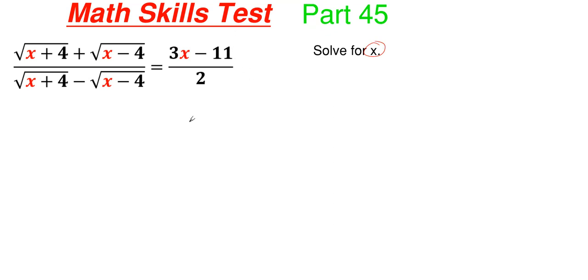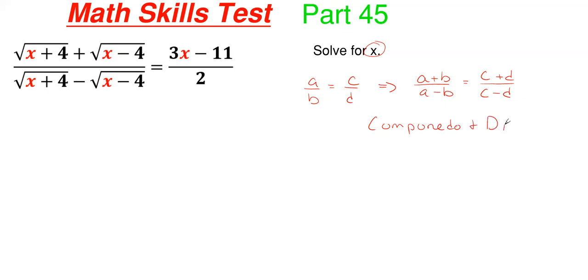So what we're going to have to do off the start is apply the following proof. If we have A divided by B is equal to C divided by D, then we could rewrite it like this, where we have A plus B divided by A minus B is equal to C plus D divided by C minus D. And this theorem's name, and I'm about to butcher this name, is the Componendo and Dividendo proof. Let me write that out just in case I really did butcher that name. And basically it means combining and dividing proof.